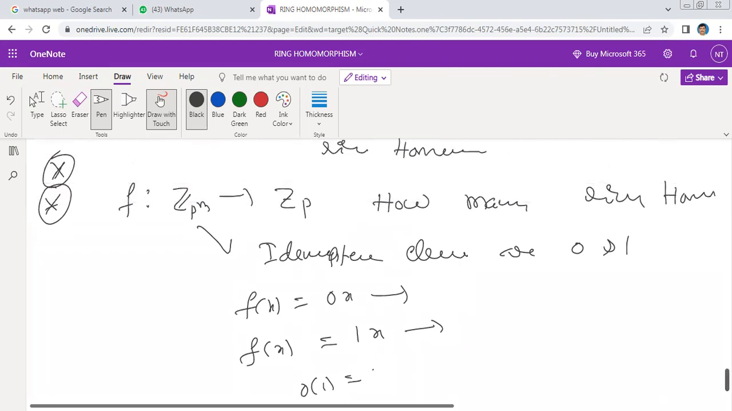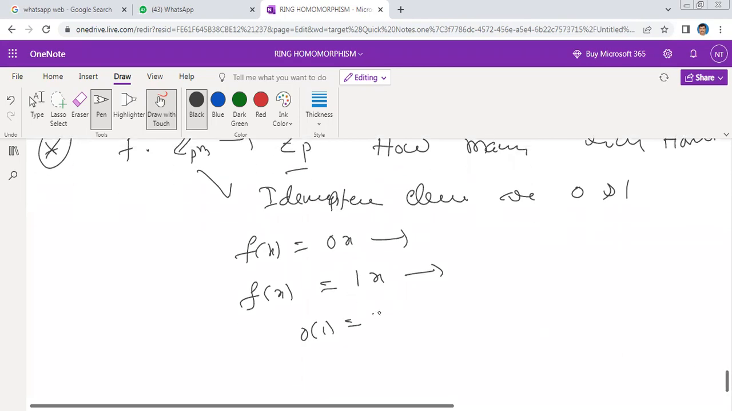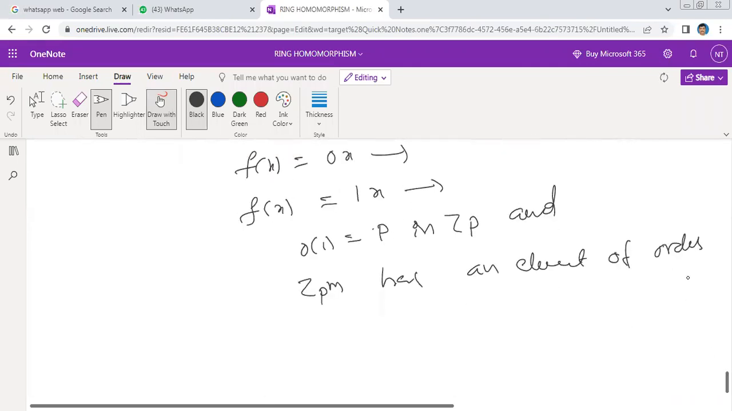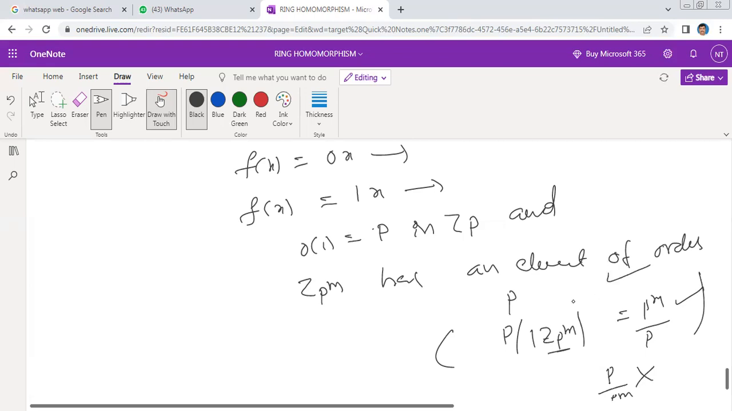Z_p power m has an element of order p. It is very clear that p divides the order of Z_p power m, because the order of Z_p power m is p power m. p power m divided by p is possible, but p divided by p power m is not possible. That is why it failed in the first case and is fine in this case. So Z_p power m has an element of order p.